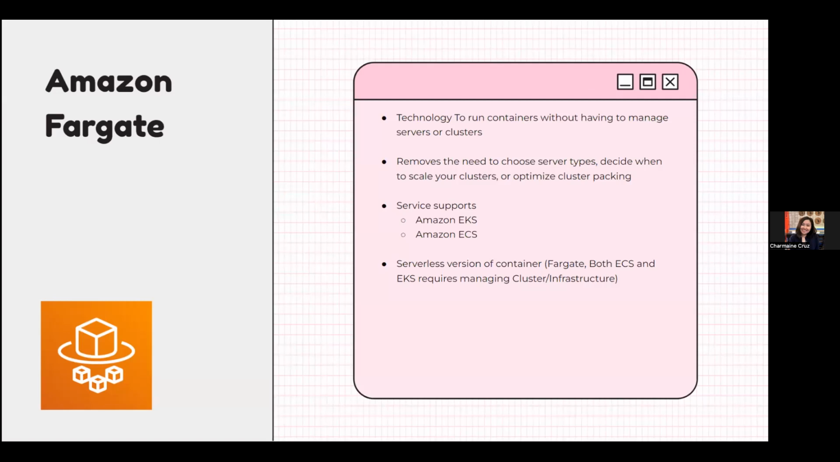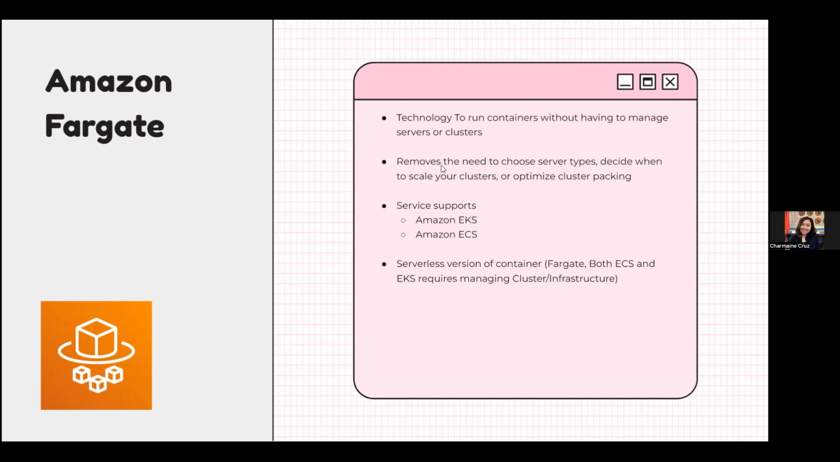And then for our serverless container service is Amazon Fargate. So Amazon Fargate is the technology to run containers without having to manage servers or clusters. So kay Fargate, walang infra. Para ano na siya, serverless na talaga yung pinaka-structure niya.